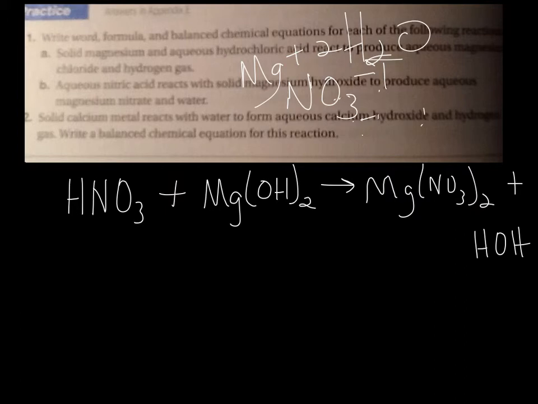So first, let's look at what we have on each side. I have 1 hydrogen here, but I have 2 hydrogen here. So I have a total of 3 hydrogen over here.